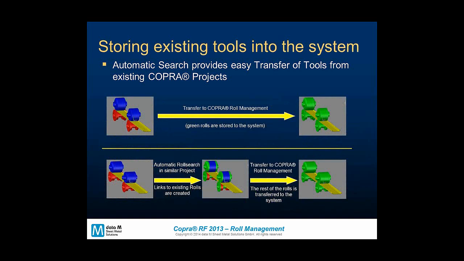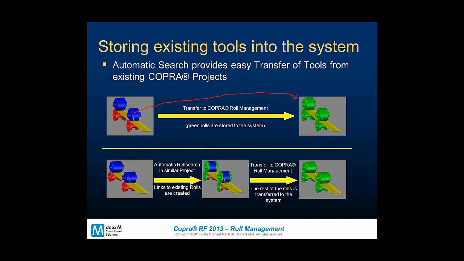So, storing existing tools in the system: the automatic search provides easy transfer of tools from existing COPRA projects. Here you can see, in this example, we've transferred the entire project from here into here, and this is where we have green roles.